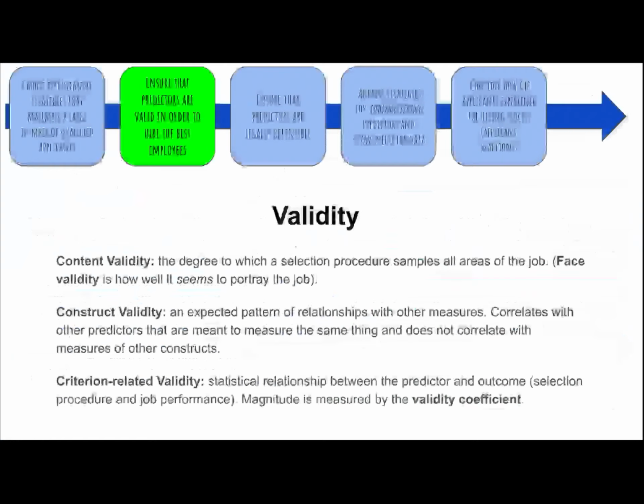Finally, there's criterion-related validity, which is arguably probably the most important kind of validity, and this is the statistical relationship between the predictor and the outcome. It's showing that your selection procedure is related to job performance, that you use your selection procedure to choose people who will perform better on the job. This is measured by something called the validity coefficient. So the higher the validity coefficient, the more likely people who score high on your predictors are to do well at the job.